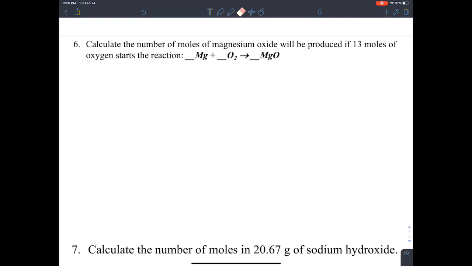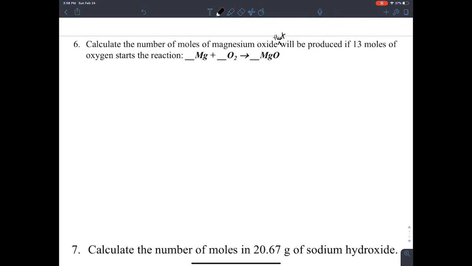Number 6. Calculate the number of moles of magnesium oxide that will be produced if 13 moles of oxygen starts the reaction.